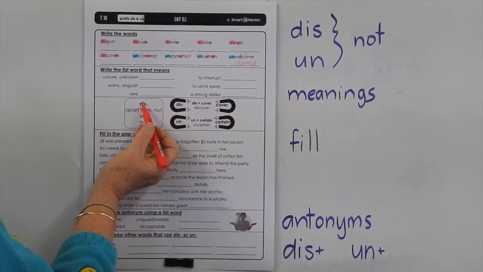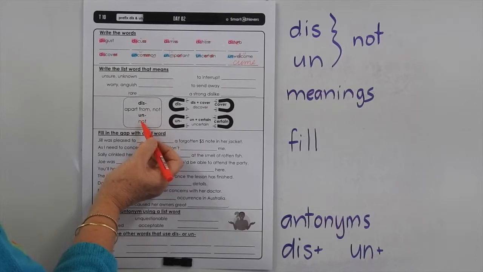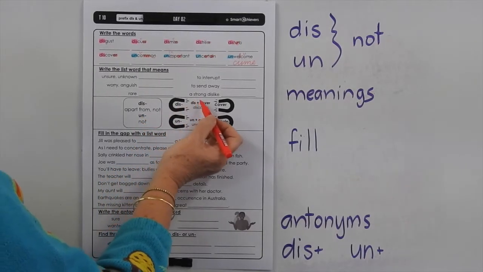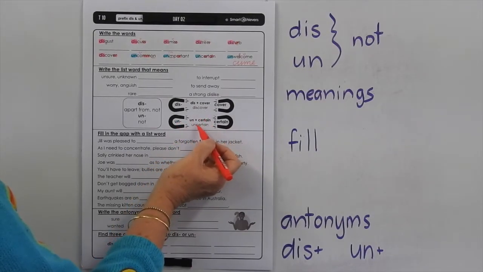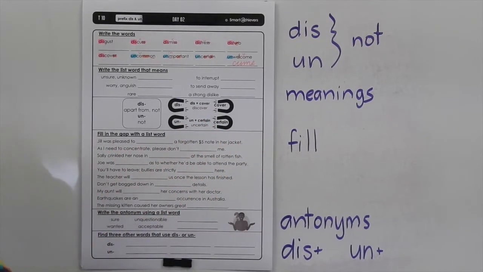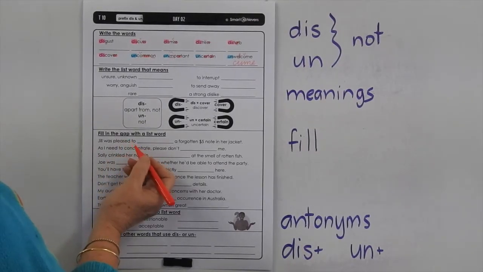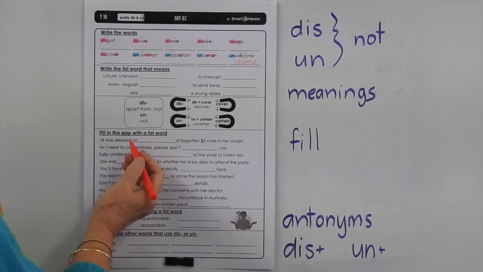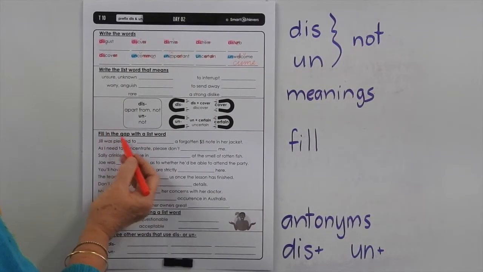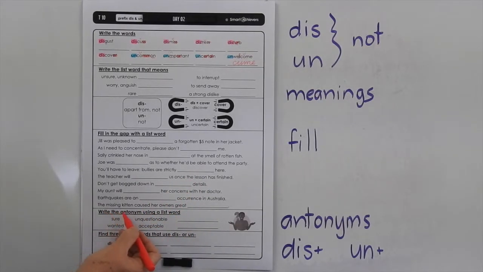Now down here we've got dis means apart from, not, and un means not. So discover, uncertain, just showing you how we break those words into their affixes, prefixes added to the base words or root words. Fill in the gap here to finish off the sentences. Down here, write the antonym. Antonym, of course, means the opposite.